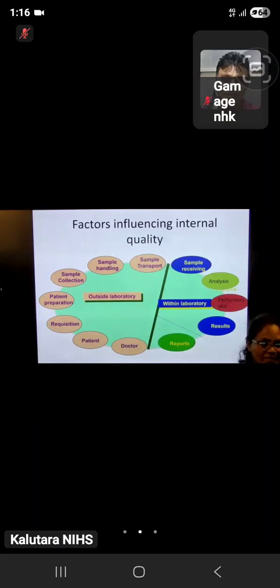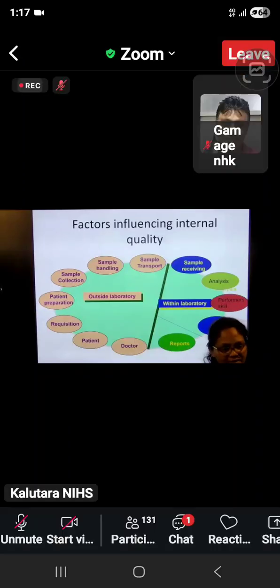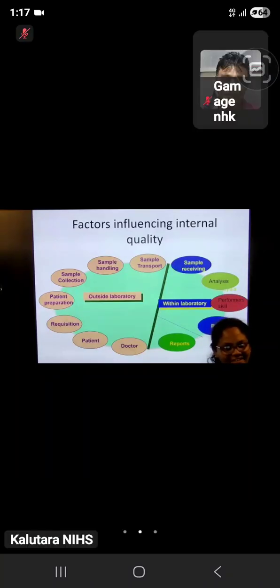So regarding the analytical part, or within the laboratory, sample receiving is also important. In sample receiving, the rejection criteria is also important because you have to accept the suitable sample, right? And then the analysis. In the analytical part, a lot of factors are involved. Tell me what are the factors that may affect the final result in the analytical part? Can someone tell me?